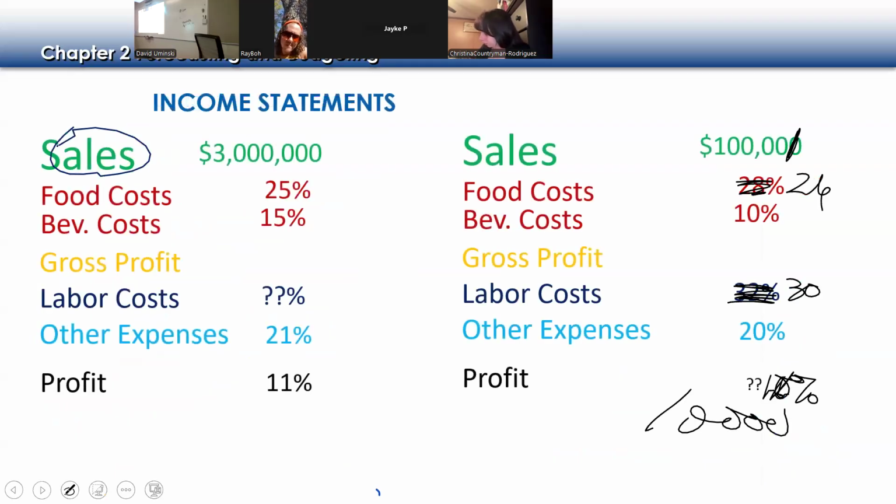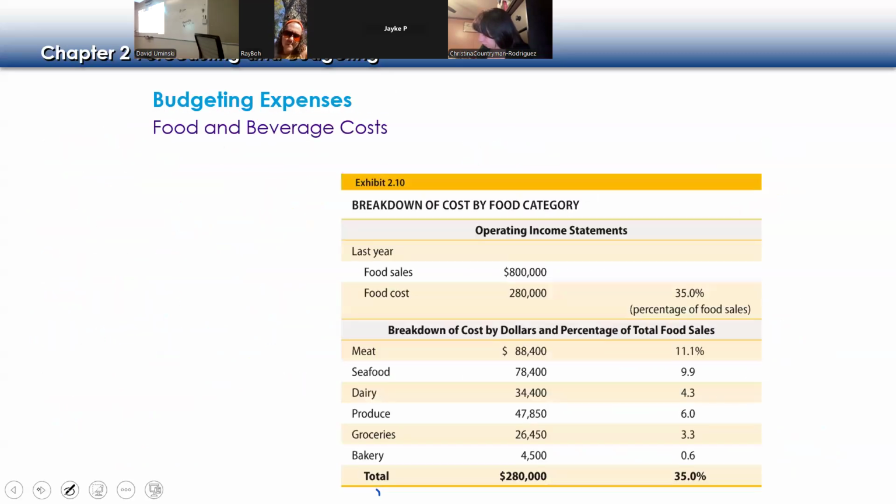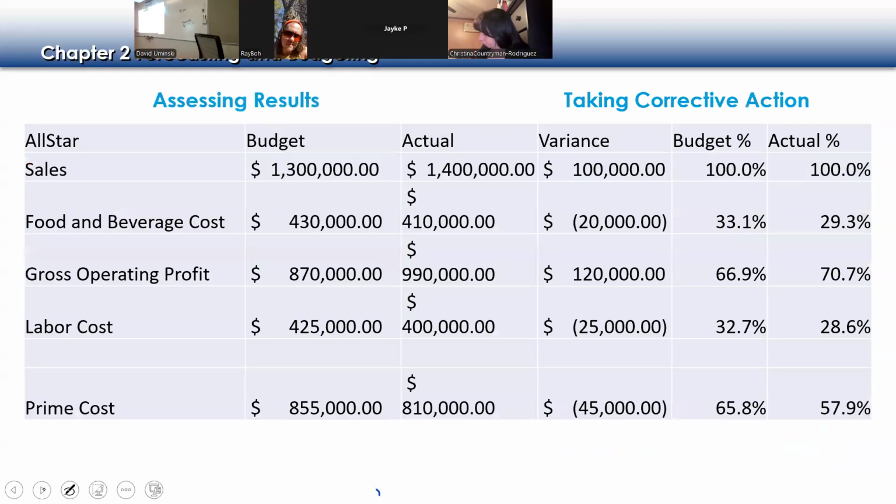That's my new number that goes to the top, that everything else gets subtracted from on my P&L as I'm budgeting. So I think that was the last slide. In the last 30 seconds that we have, as we analyze, we have to assess the results and then we have to take corrective action.